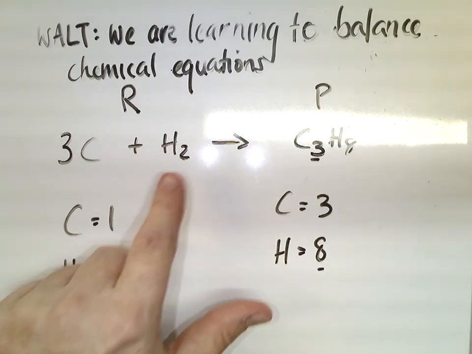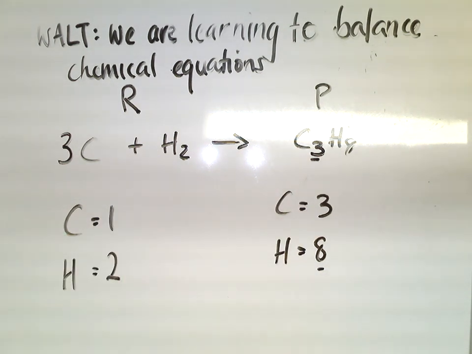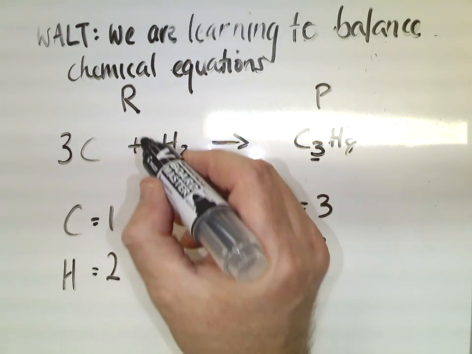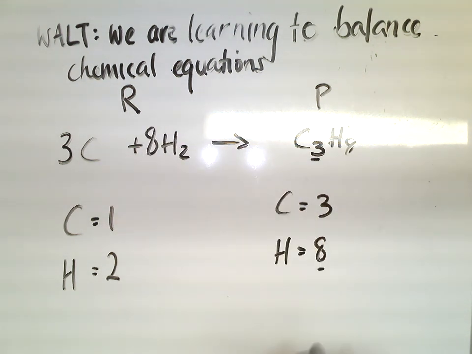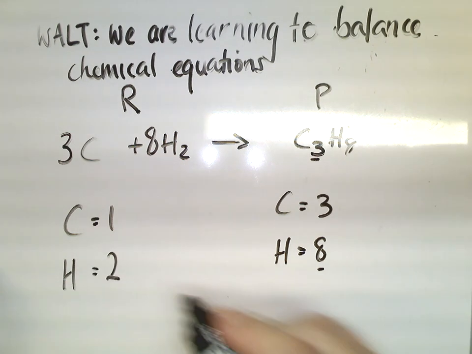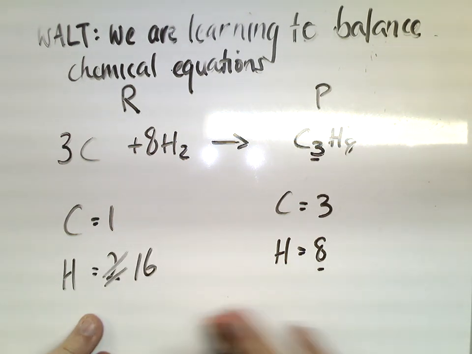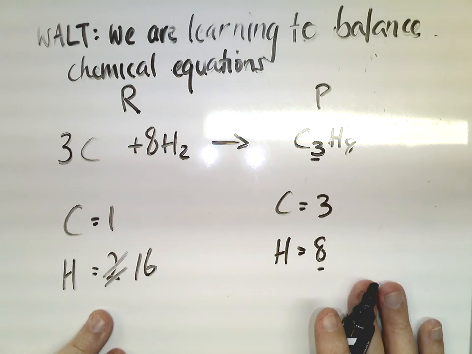And of course, if we have a look at the hydrogen here, what number should go there? Oh, could we put an 8? We can put an 8 there, but one of the problems is that we've now got 8 lots of 2 hydrogen, which would give us a total of 16. So that won't work, because as we can see now, they're still not balanced.